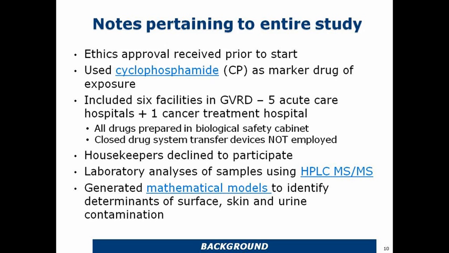There are a total of 6 facilities in the Greater Vancouver Regional District, and 5 of them were acute care sites, and 1 was a cancer treatment hospital. At the time of the study, at all the sites, the drugs were prepared in biological safety cabinets. That's the norm now, that's the gold standard. But none of the sites were using closed drug delivery system transfer devices.